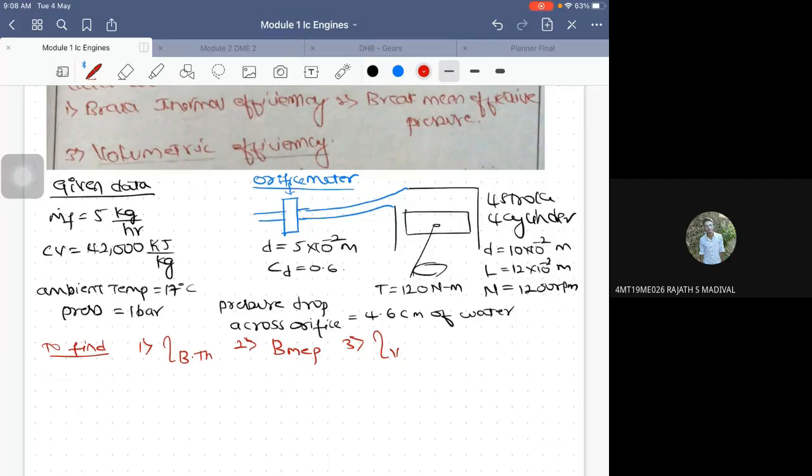Now, according to you, there are three different parameters being asked. Number one is the brake thermal efficiency, second is the brake mean effective pressure, and third is the volumetric efficiency. With the knowledge you have, with the problems you have solved, with the concepts you have grasped, how many of these three parameters can you calculate with the data available, without my aid? How many of these three parameters can you calculate for yourself?